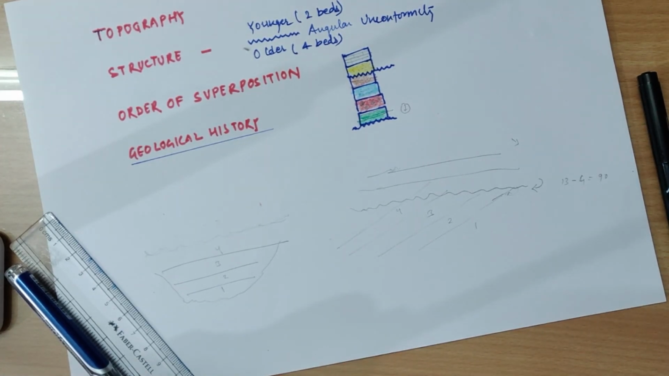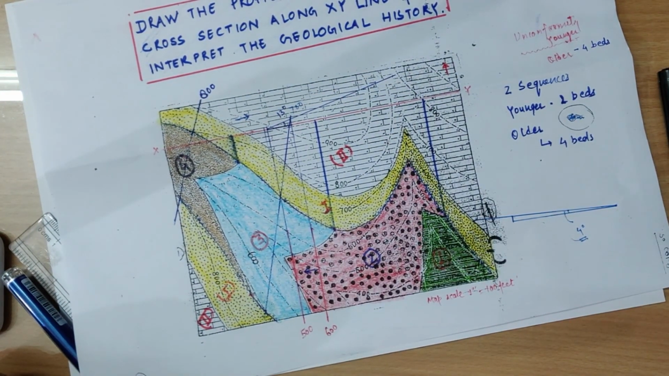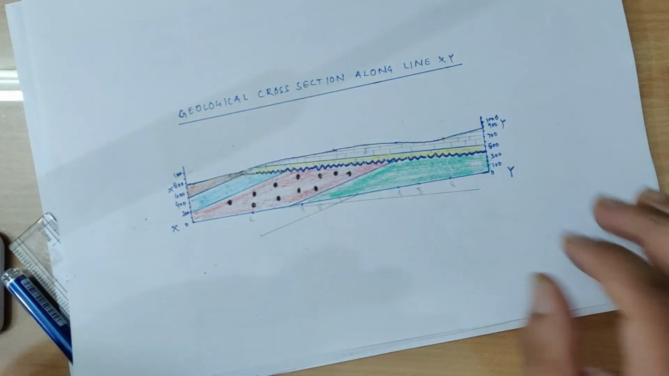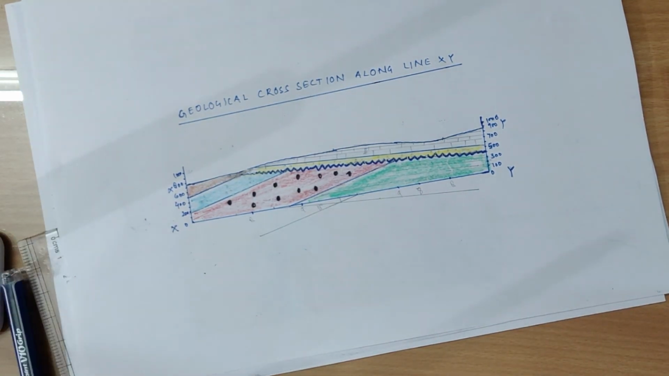So thank you. Today we have learned the map containing an angular unconformity. So 2 sequences, and this is the map. For the map we have got a cross section like this. In the next classes we will be learning the maps containing some more structures.